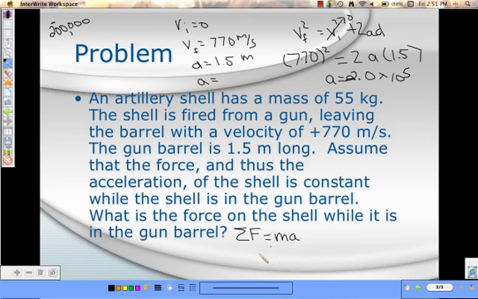Okay, so then we would take that acceleration times the mass, 55 kilograms. So what do you guys get for the force? 11 million. Wow. 11 times 10 to the 6th newtons.